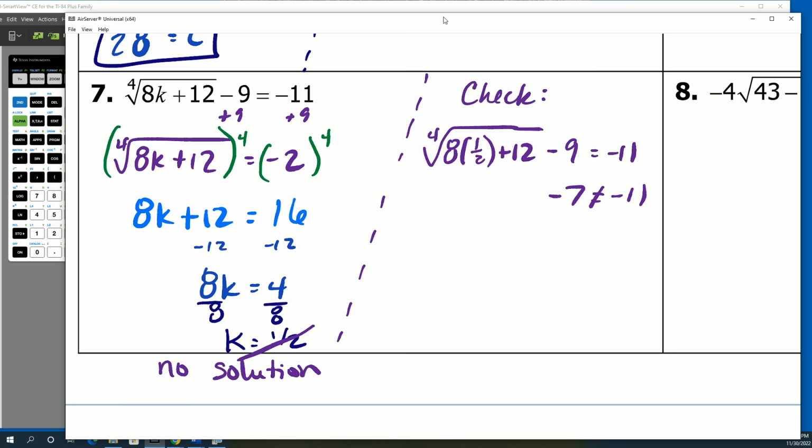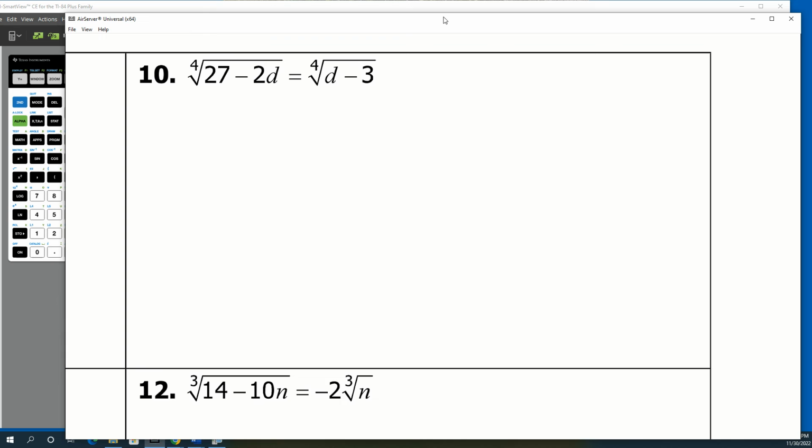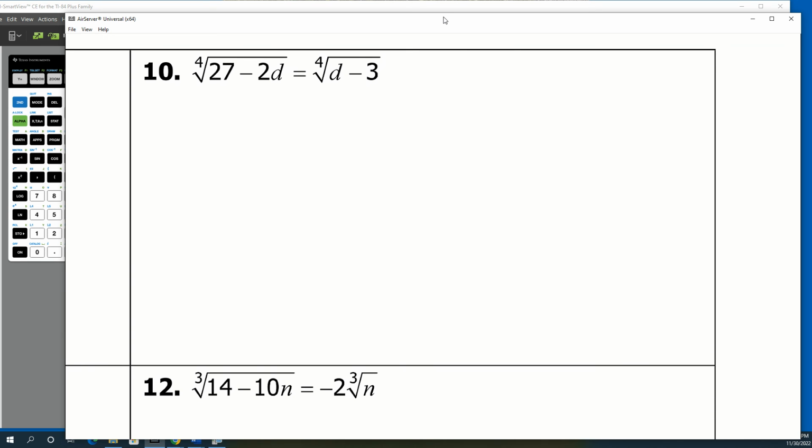All right, we're going to do one more today. We're going to do number 10. Right, now, number 10 has the radicals on both sides, but it really is not going to make it any more difficult than the ones we just did. So because it's the 4th root, we're going to go ahead and raise both sides to the 4th power, and I'll just get rid of the root.